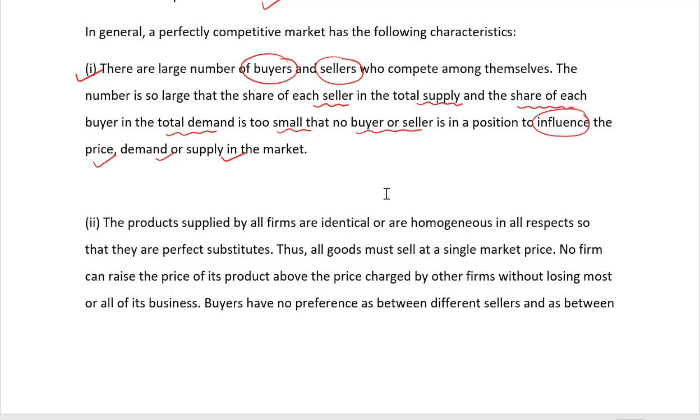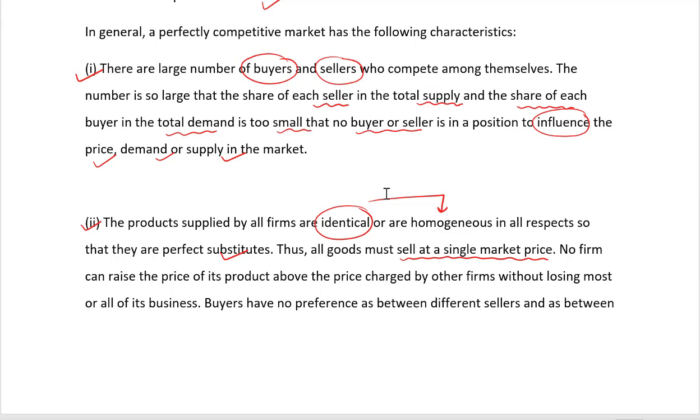Let us continue. The products supplied by all the firms are identical to each other, or homogeneous, similar in all respects. So they are perfect substitutes for each other. Thus, we can say that all goods must sell at a single market price.